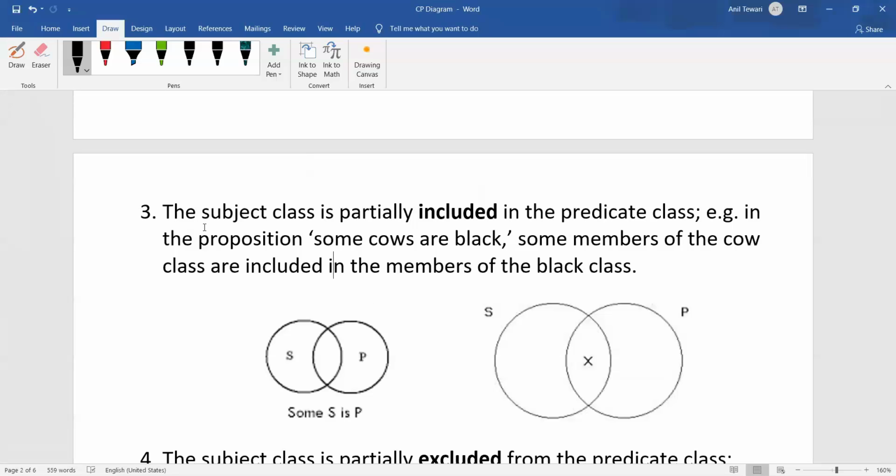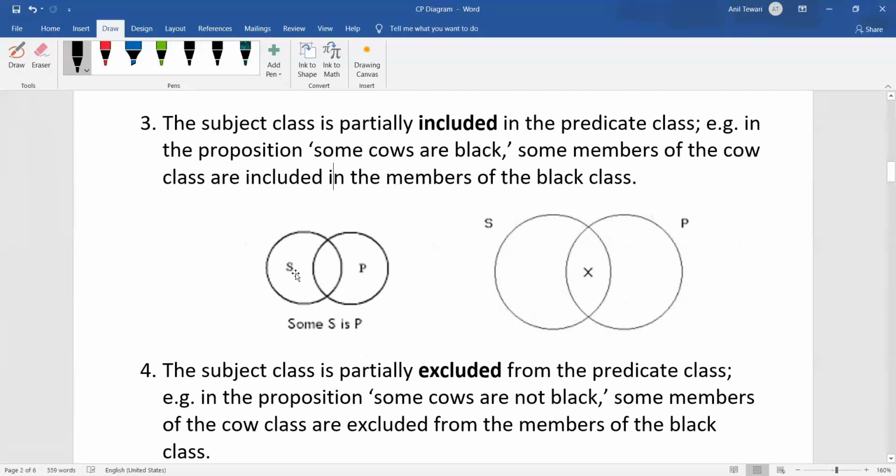Now we can say that yes, only some members of the subject class are included in the predicate class. For example, some cows are black. So we can represent that very assertion, that very claim. Some cows are black means some members of the cow class are also the members of the class which is black. So how to say that? By drawing overlapping circles, you can write some cows are black, right? Some cows are black. So in the area which is common between the subject class and predicate class, let us say this is area of cow and this is the area of the class which is black. So some cows are black.